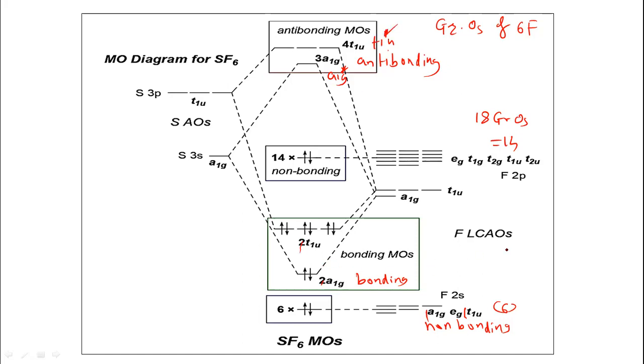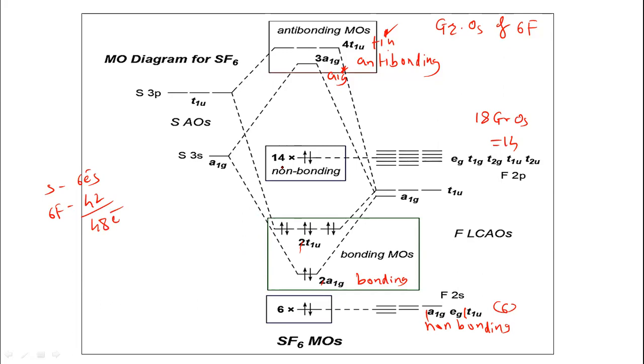And these 14 remain as non-bonding, 14 into 2 electrons. Now in the sulfur hexafluoride molecule, how many total electrons are there? Can you give the answer? Sulfur has 6 electrons, and 6 fluorine atoms, how many electrons do they have? One has 7, 6 fluorine, 7 multiplied by 6 is 42. Total number of electrons is 48.